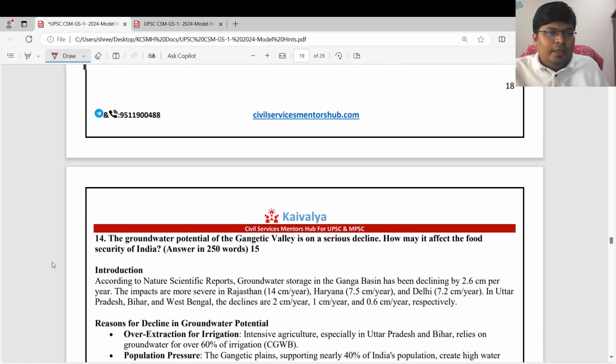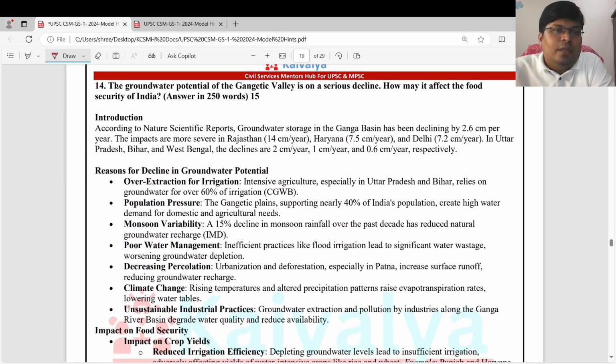Then the next question was 14. The groundwater potential for the Gangetic Valley is on serious decline. How may it affect the food security in India? Obviously, groundwater is water as a resource. It is being used, but in different forms. But if you know about the importance of groundwater, its issues, its solutions, then obviously you can interlink it with the context of the Gangetic Valley. So if you have data, you can quote it. If not, then you can generally mention the Gangetic Valley.